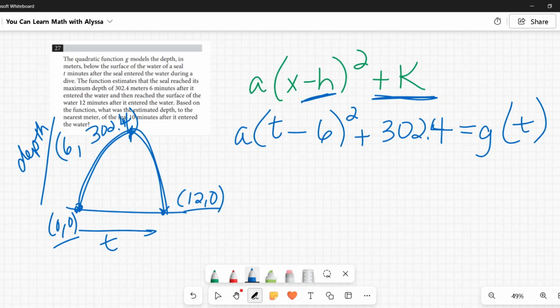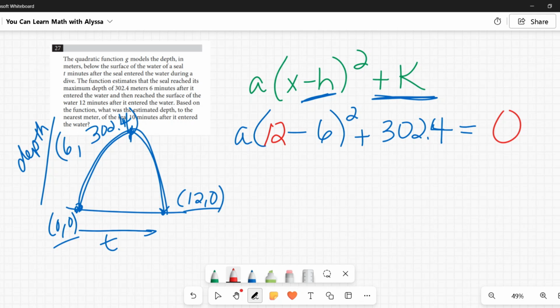Okay, this is good. So I'm going to plug 12 in here. So I know that g of t, in this case g of 12, if I plug in 12 for t, I'm going to get 0. So let's do that here. I'm going to plug in a 12 for t, and I know that's going to equal 0.